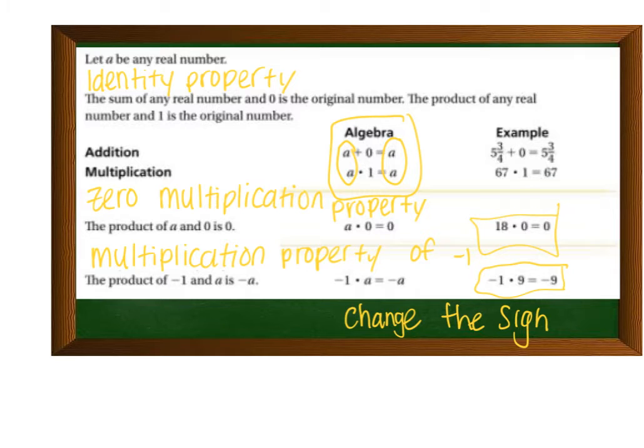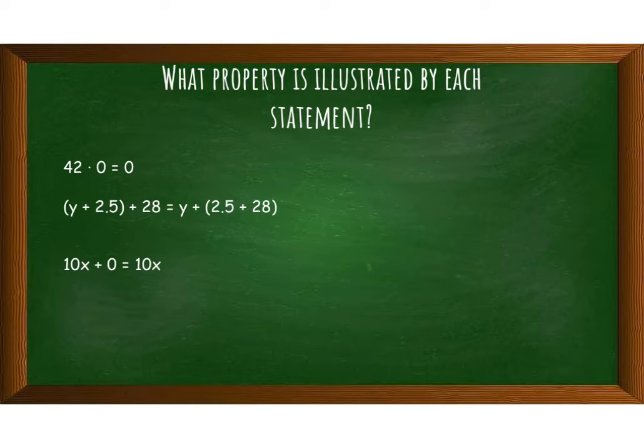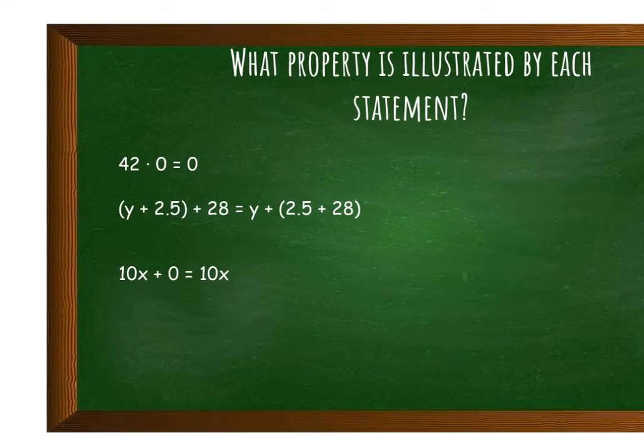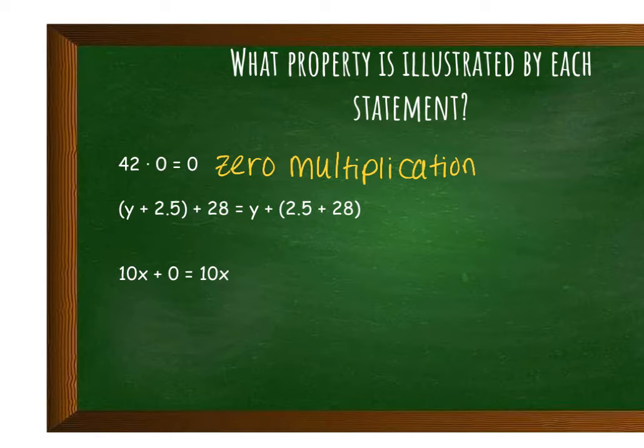All right, so let's move on to the next slide. What property is illustrated by each statement? 42 times 0 equals 0. Remember, multiplying by 0, that's the 0 multiplication property. I'm going to abbreviate property.